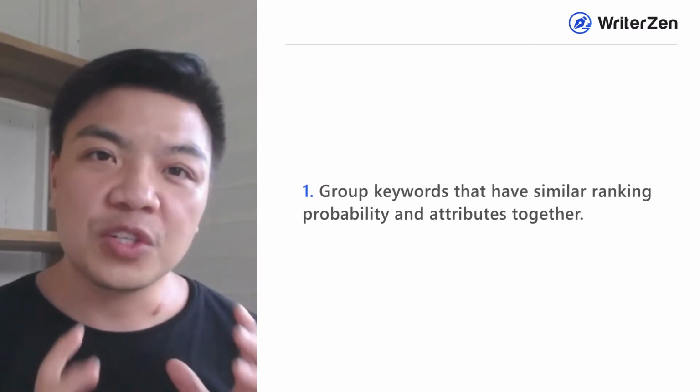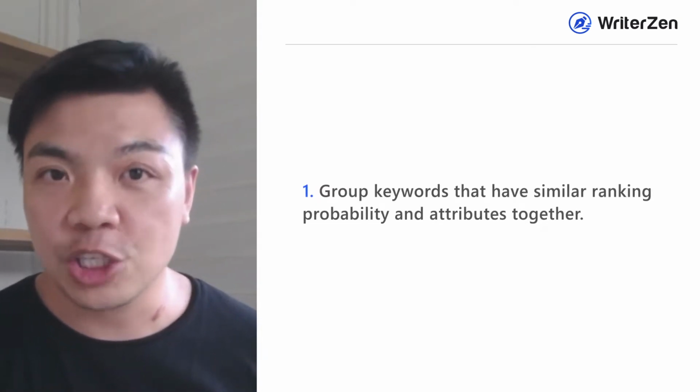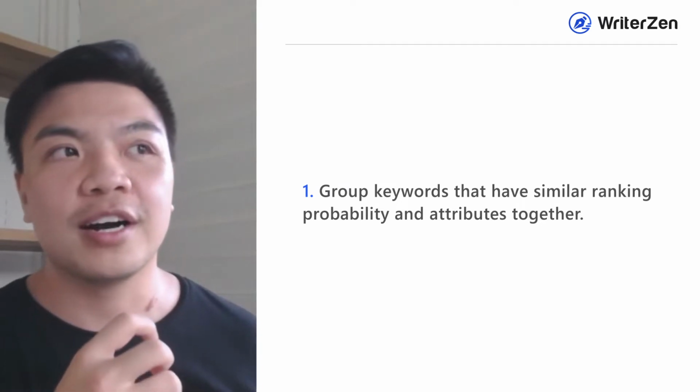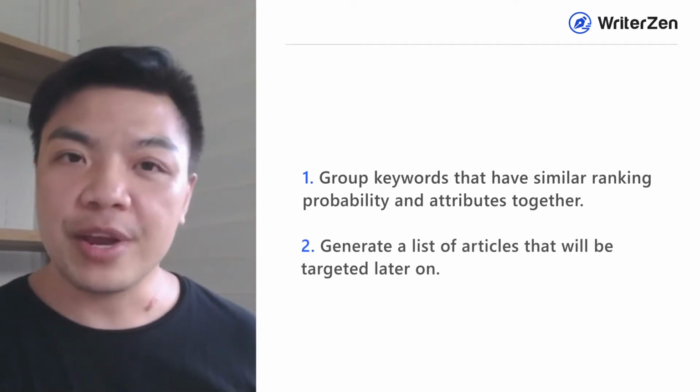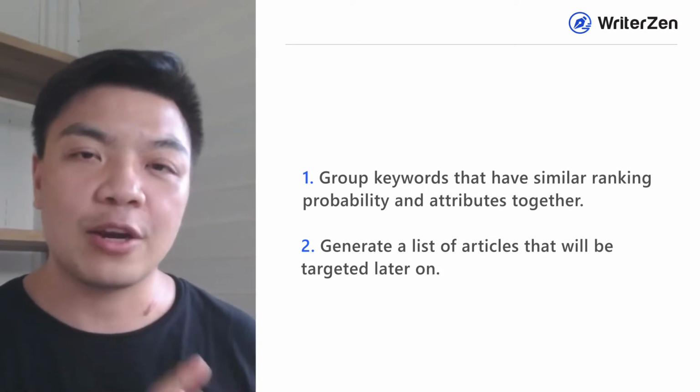The next logical step would actually be to group the keywords that have similar ranking probability and attributes together, so you are able to generate a list of articles that you will target in your writing later on, right? This is the process in which I'm sure most of you who are advanced users are very familiar with, and who also share the same pain which we went through when we had to build this process. I mean, despite how long SEO has been established, this process has always been a really painful, manual, and tedious process which every SEO company has to go through.